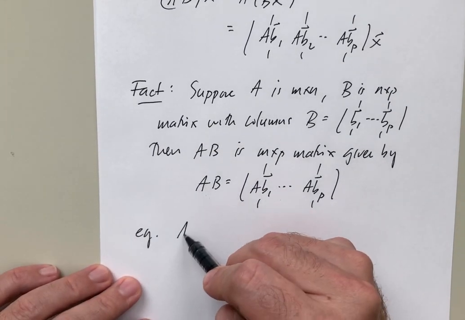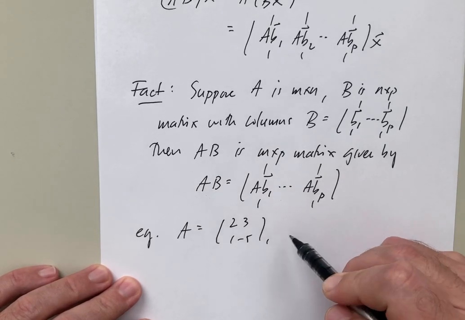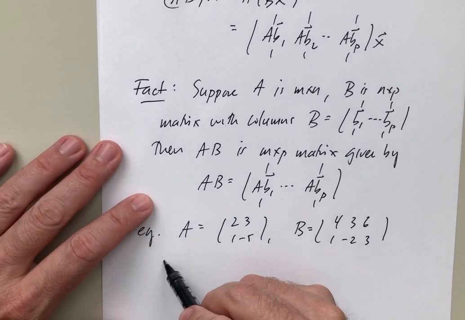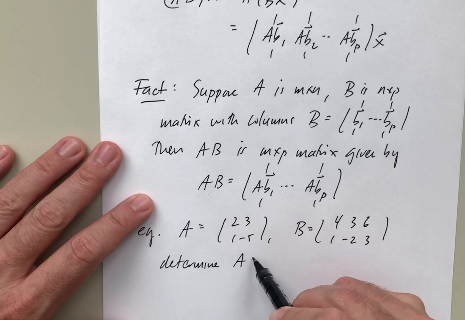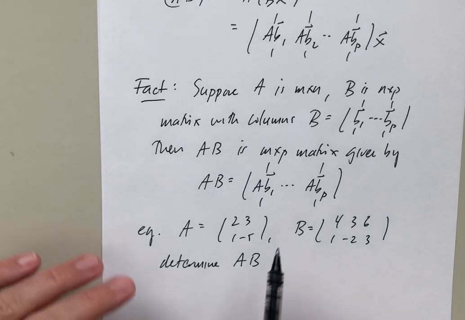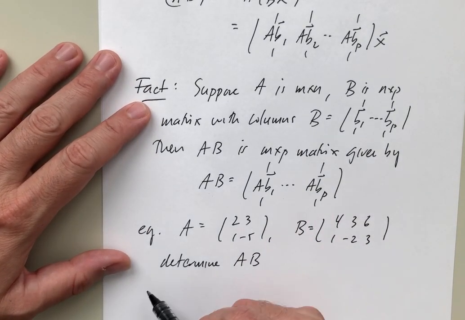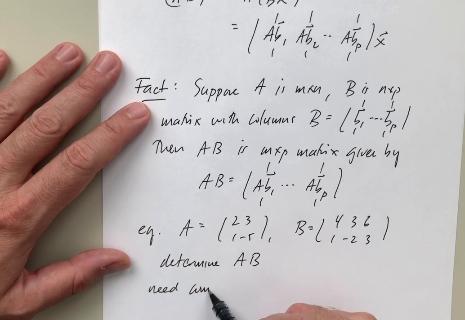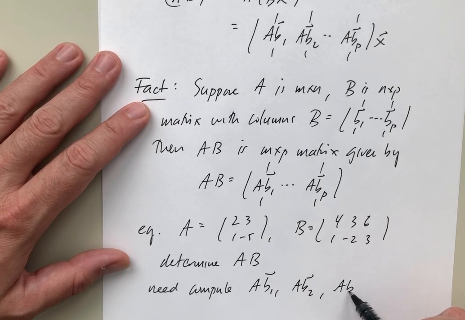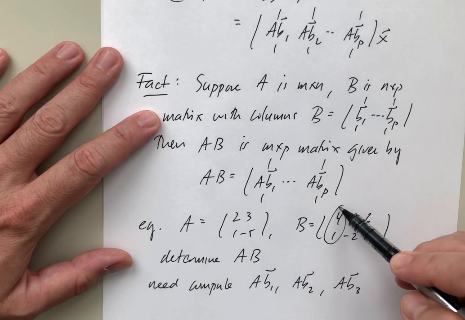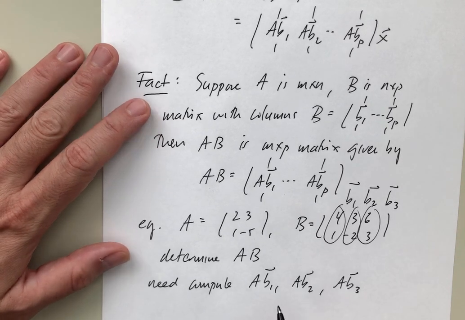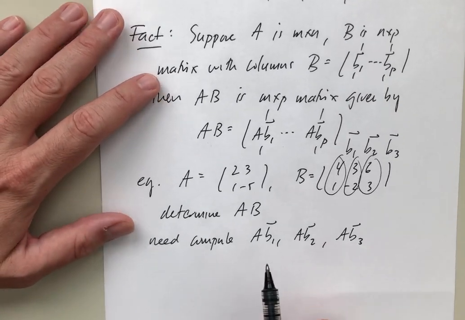Let's take A to be 2, 3, 1, minus 5, and B to be 4, 3, 6, 1, minus 2, 3. Let's determine A times B. So what do we do here? Again, the rule says that I need to compute three vectors: A times B1, A times B2, and A times B3, where this is B1, this is B2, and this is B3. Okay, so let's do that. I'll probably do one of them for you, and then you can take my word for the others.